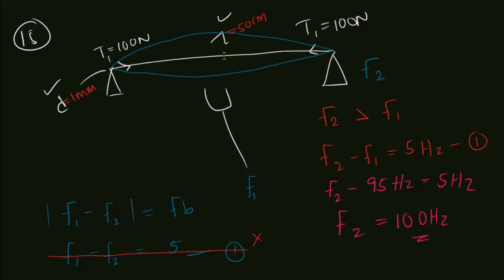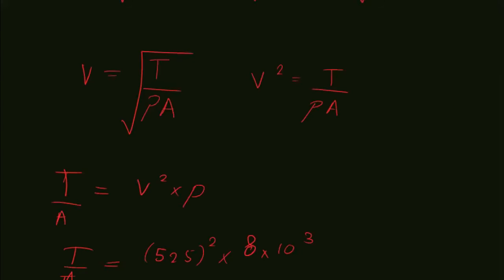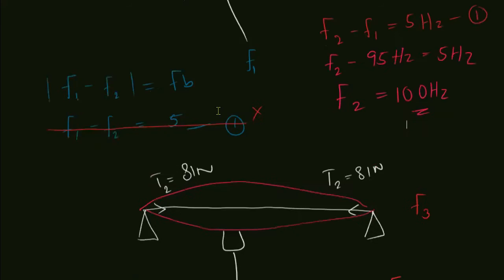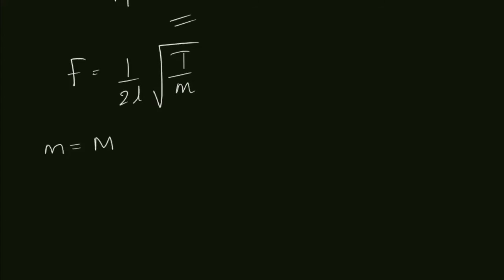We need to find the density of the material, right? We have this equation. Can you guys remember? In theory, we did. Frequency is equal to 1 over 2L root T over the mass per unit length. So mass per unit length is the total mass of the string divided by L.